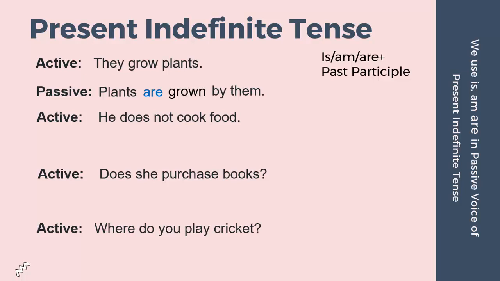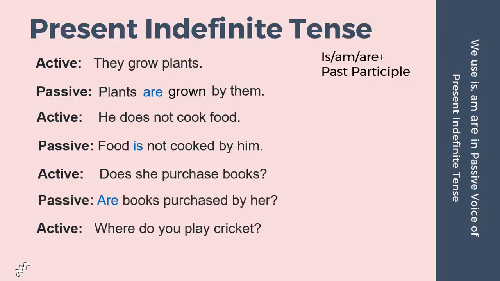It's a negative sentence, and remember, negative sentence will remain negative and interrogative sentence will remain interrogative in the passive voice. So the passive of this sentence will be food is not cooked by him. Does she purchase books? Books is plural, so we'll add be form are with it. Are books purchased by her?